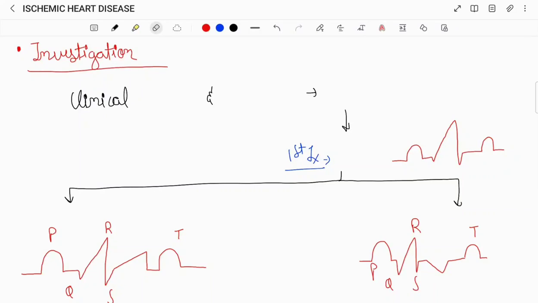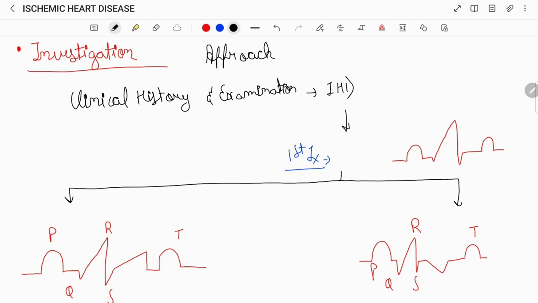Hey everyone, today I'll be talking about ischemic heart diseases, and in this particular part I will be talking about the investigations. Now, how do you approach a patient of ischemic heart disease? Based on the clinical history and examination, if you suspect that the patient is having ischemic heart disease, then the first investigation that you need to do would be an ECG, that is electrocardiogram.